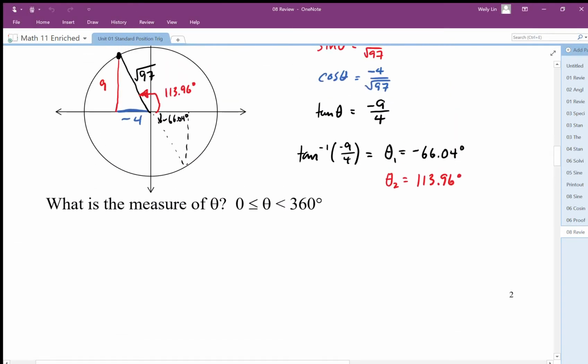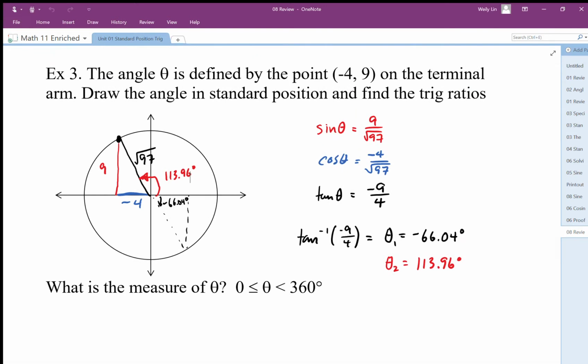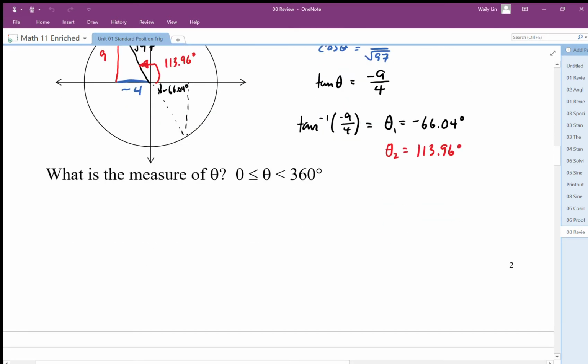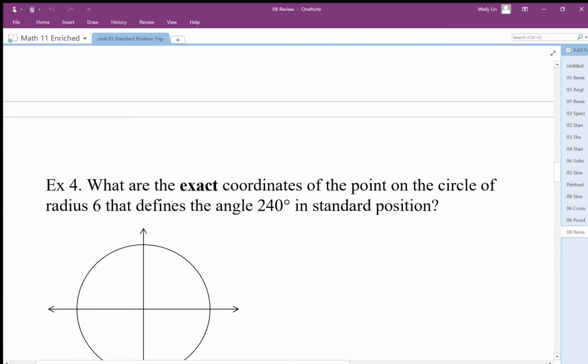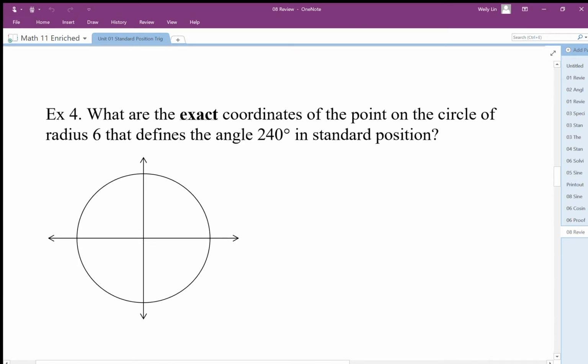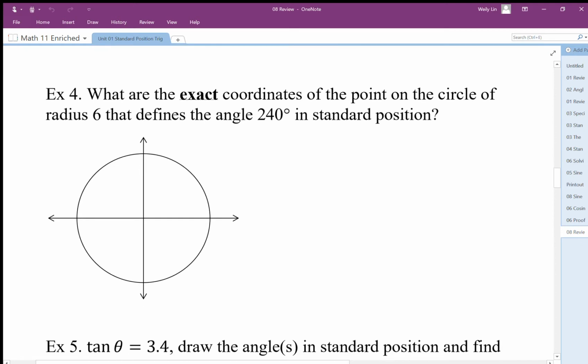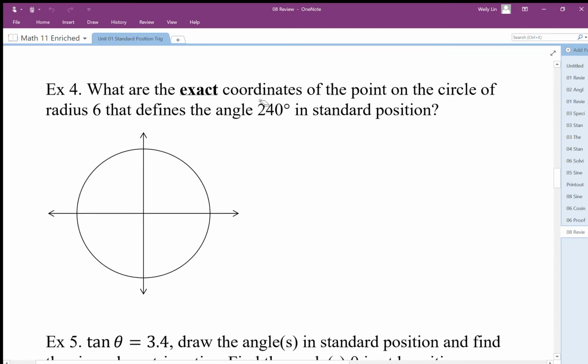So it's important to note in that last problem that the quadrant is known because the coordinates are given. So we have to consider two angles, but we only give one angle as a solution. Here we've been given the angle, so we know the position. So we only have to consider one quadrant here. So 240 degrees is about here, and that's related to our 30-60 triangles. We need to make sure we know our exact value triangles.